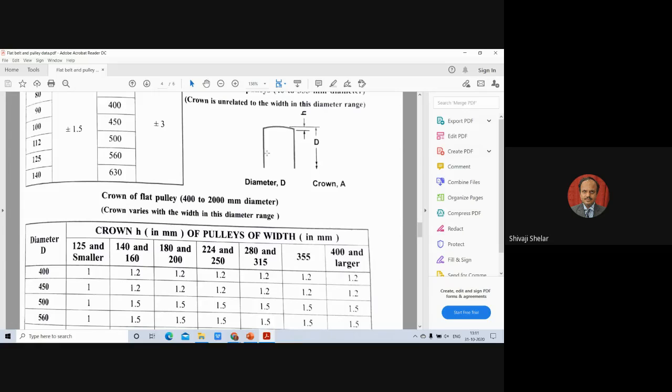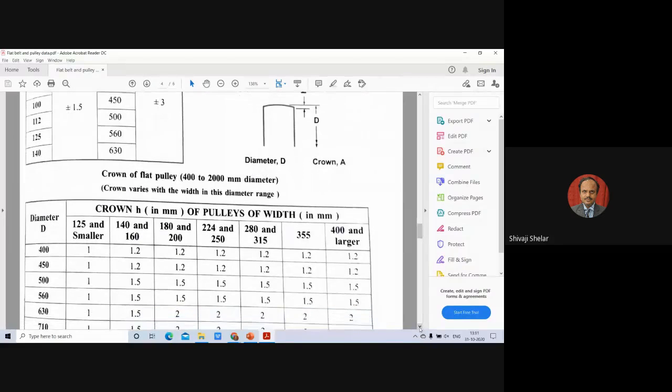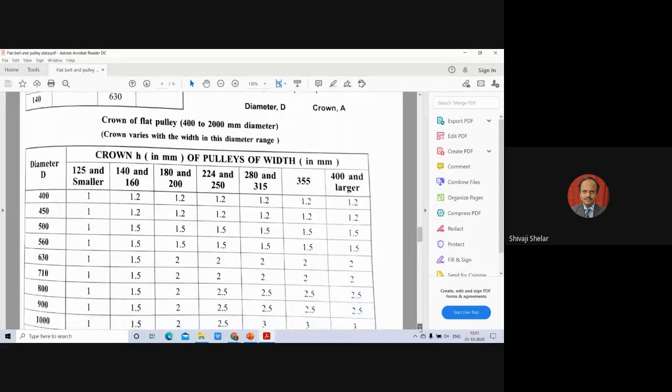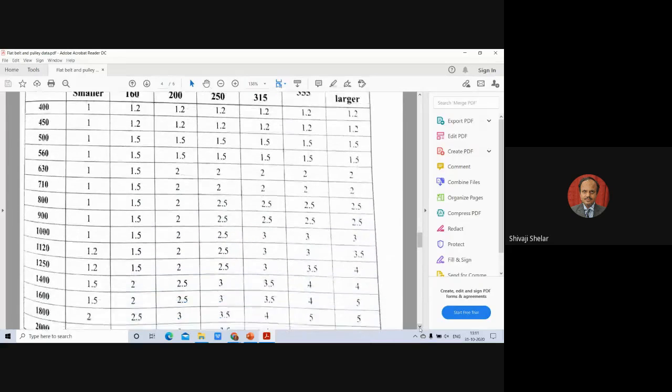And normally, this is the pulley width, your belt width will be this much, and your pulley width will be at least 30 to 50 mm greater than the belt width. So when we are selecting a pulley, the belt width is the deciding factor for selecting the pulley width. These tables are given, so based on these tables, the pulley diameter and pulley width can be selected, and crown also can be selected.